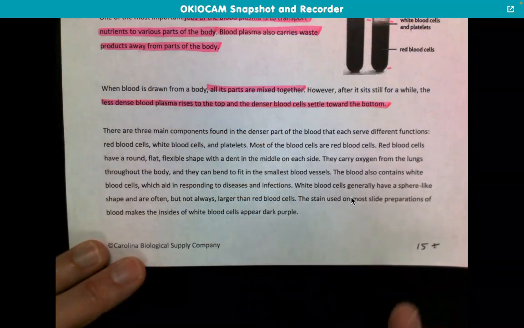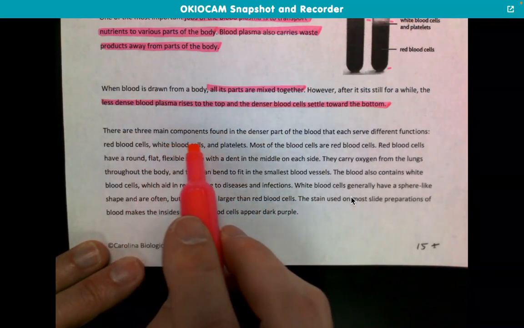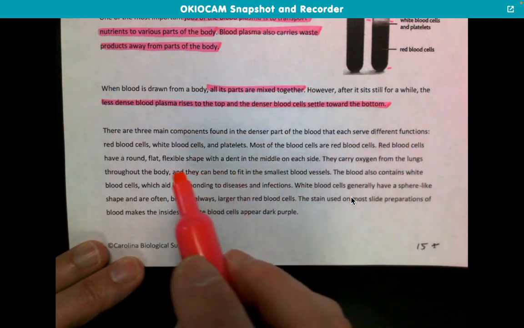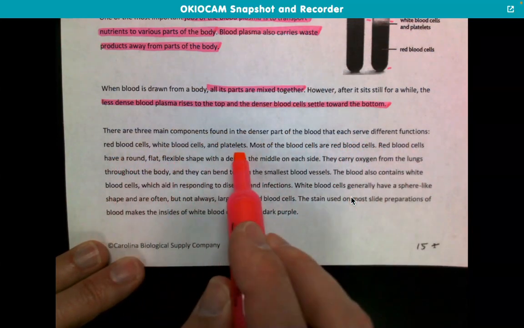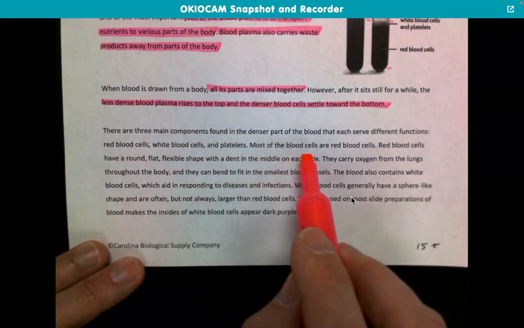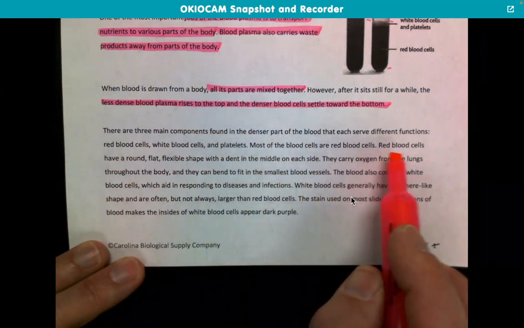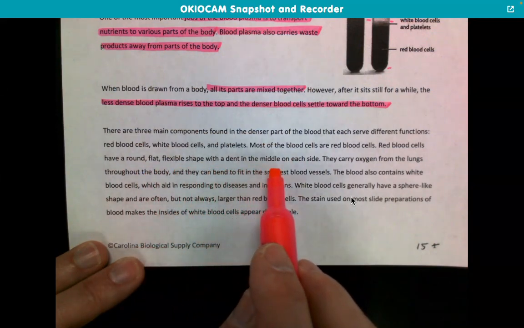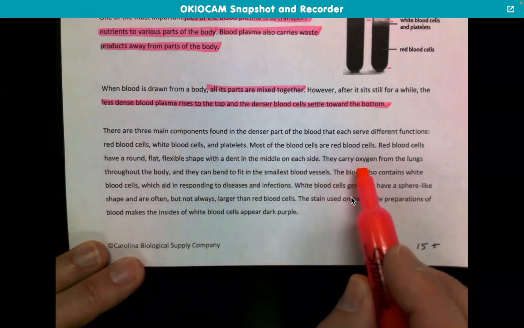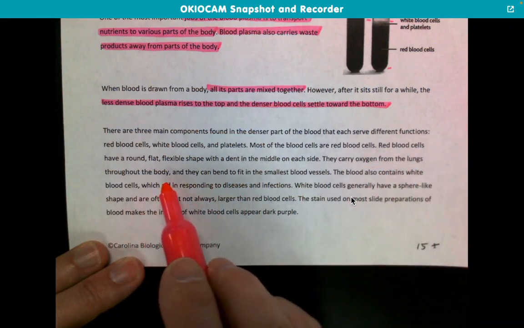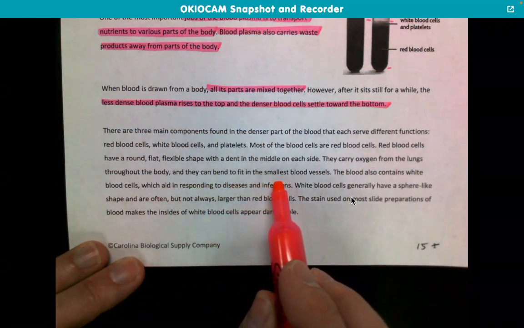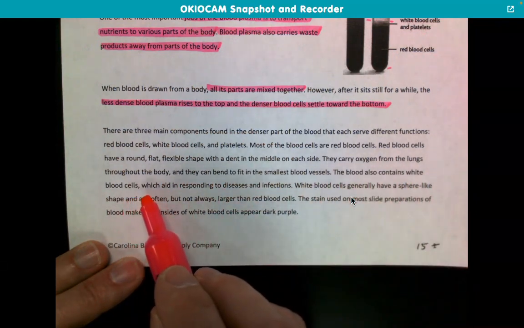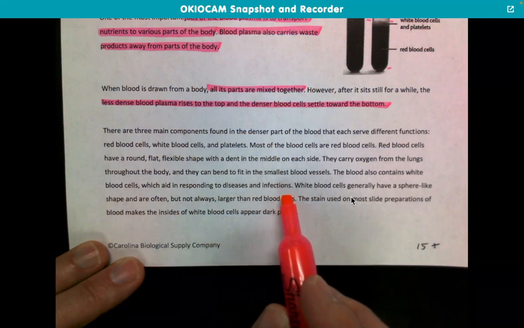The last paragraph on this page. There are three main components found in the denser part of the blood that each serve different functions: red blood cells, white blood cells, and platelets. Most of the blood cells are red blood cells. Red blood cells have a round, flat, flexible shape with a dent in the middle on each side. They carry oxygen from the lungs throughout the body and they can bend to fit in the smallest blood vessels. The blood also contains white blood cells, which aid in responding to diseases and infections.